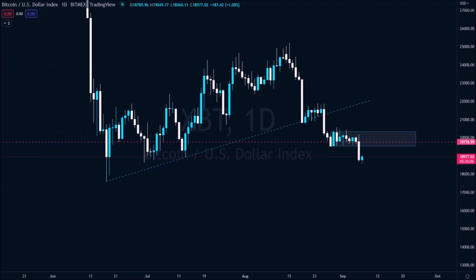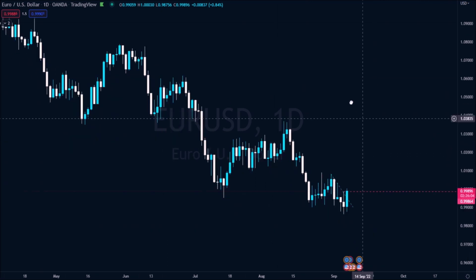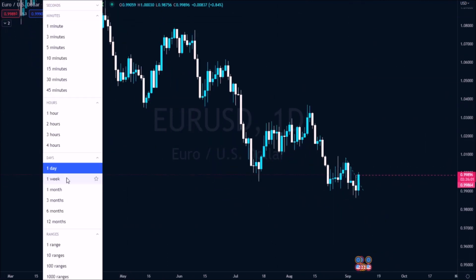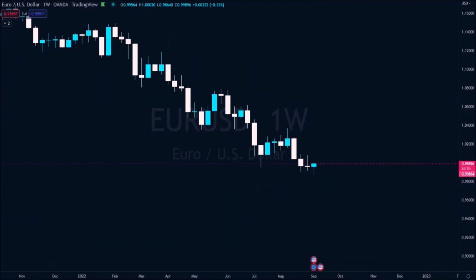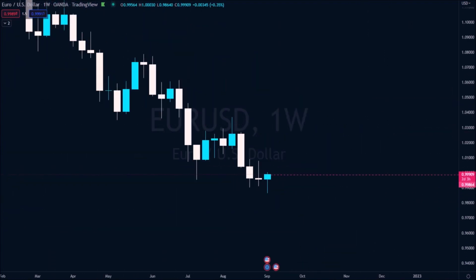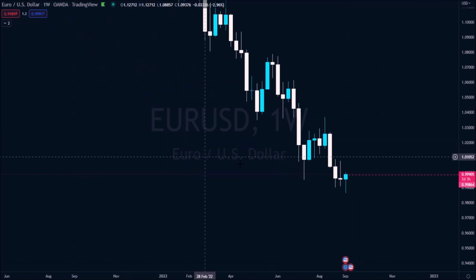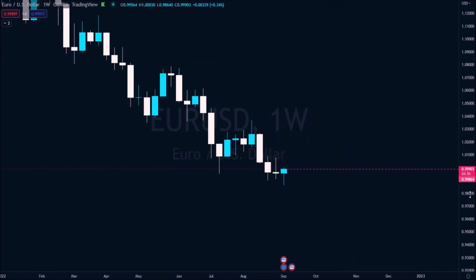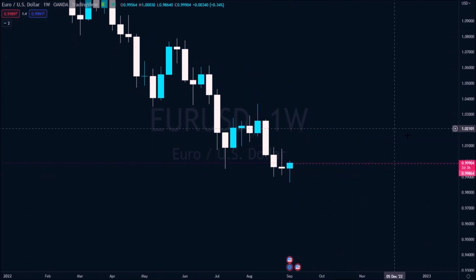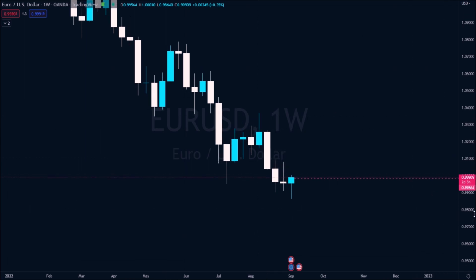Let's take a look at Euro USD. We have ECB tomorrow raising rates, so we may get a move to the upside in the short term. But if we take a look at Euro, it's been getting hammered for weeks and weeks and weeks, and fundamentally I don't really think it's in a good place. Well, I know it's not in a good place, but we could see a short-term bounce.